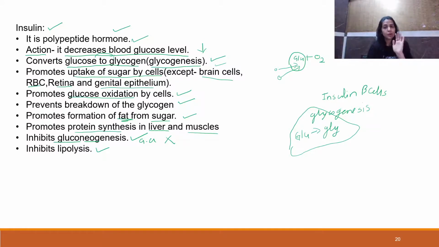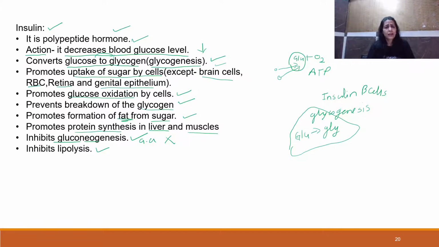It promotes glucose oxidation. Not only does it ensure that glucose enters the cell, but it should get oxidized also, so that this oxidation of the glucose will produce energy in the form of ATP. Because it's an oxidation, naturally you are using oxygen, so you're going to form those 38 ATPs out of it here in the mitochondria. It prevents the breakdown of glycogens. So it does not allow glycogenolysis. What glucagon was doing, it does not allow.